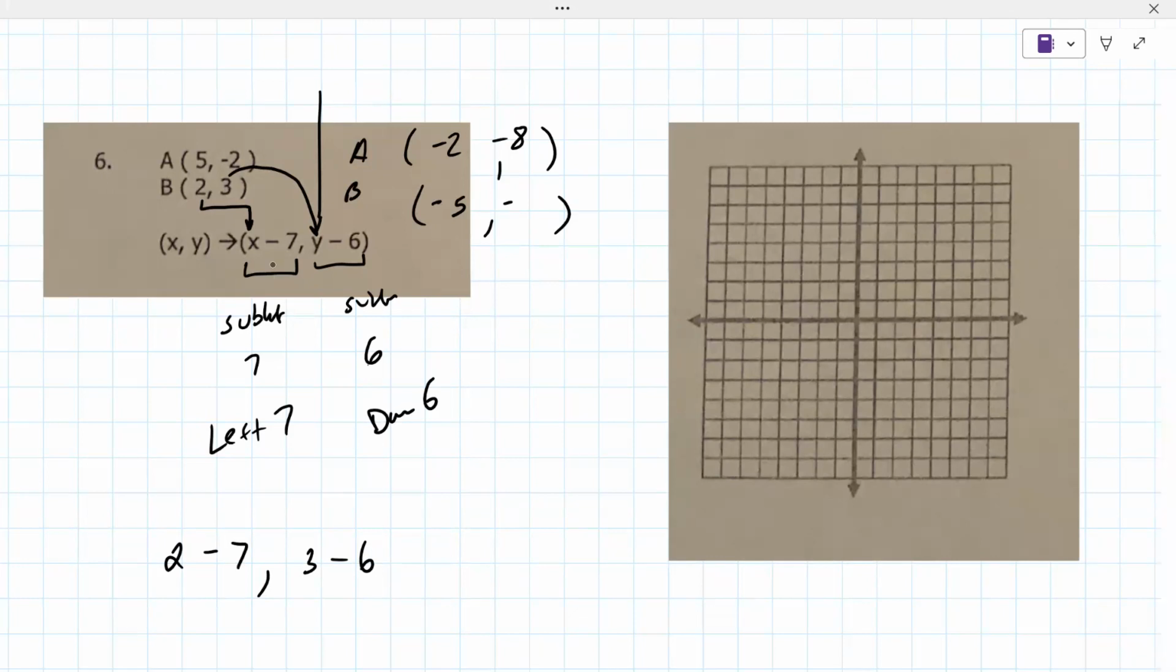-3. Very good. Okay. And these are the ticks, the primes. So we got 5, 1, 2, 3, 4, 5, 5, -2. There's A. 2, 3 is B. And then the primes. So graphically, you could do the same thing. You just have to know which way to go. You can know, okay, I'm going to go left 7 and then down 6. I think it's easier to just graph the new ordered pairs, but if you're more of a visual person, you can do either.